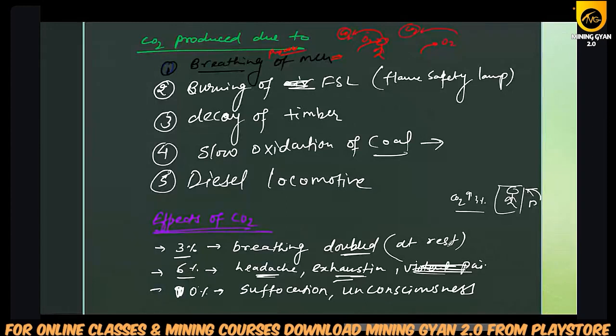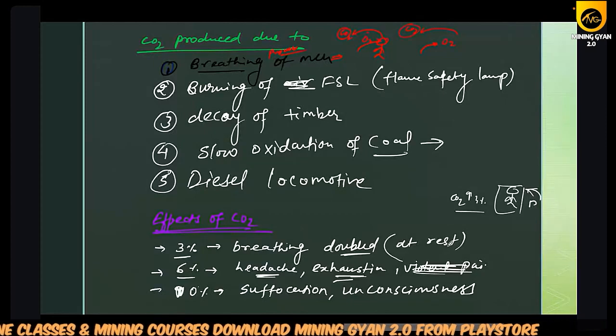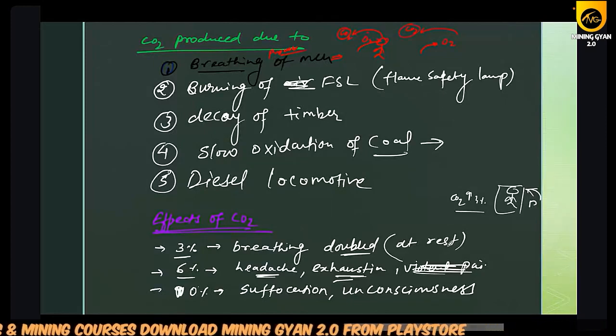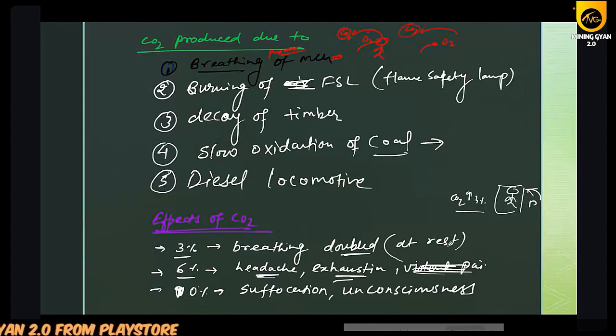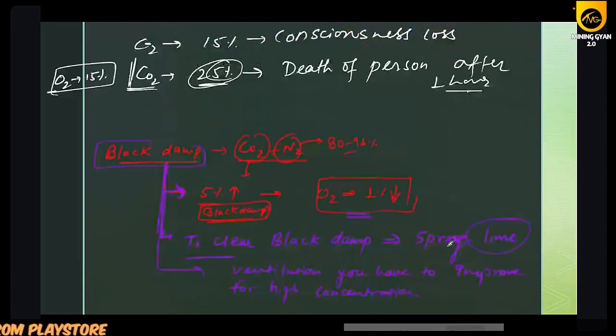Okay, so the effect of CO2: if the CO2 percentage is 3%, then you will breathe faster. That means the breathing is doubled at rest. If the percentage increases up to 6%, then you will feel headache and exhaustion. If it increases further up to 10%, then suffocation and unconsciousness. And if it increases up to 25%, then you will die within 1 hour.